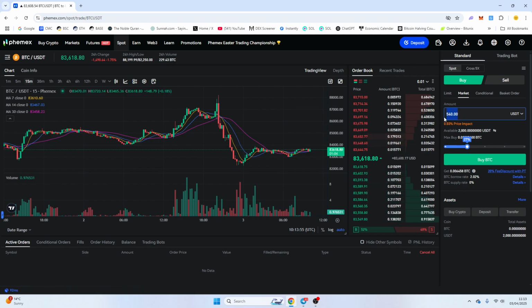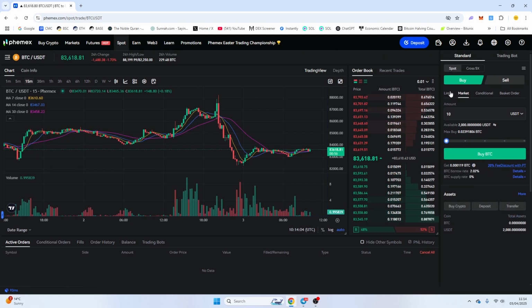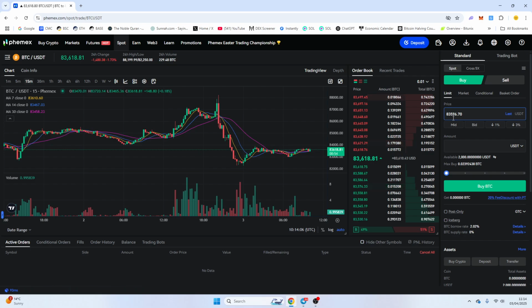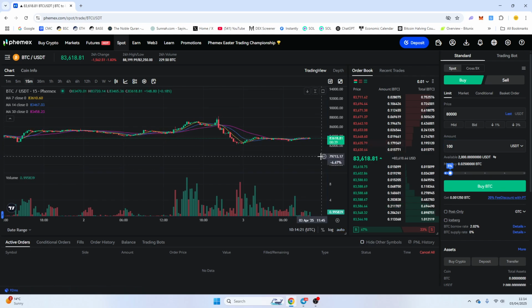You can choose your amount. You can buy $10, for example, and just click buy and it will execute. I'm not going to buy any at the moment. I'll probably buy some later on. But if you want, you could put a limit order. So when Bitcoin hits, I don't know, 80,000, I want to buy $100. And you would click buy. What that will do is put a line down here all the way at 80,000. So when Bitcoin hits there, it will execute your transaction.